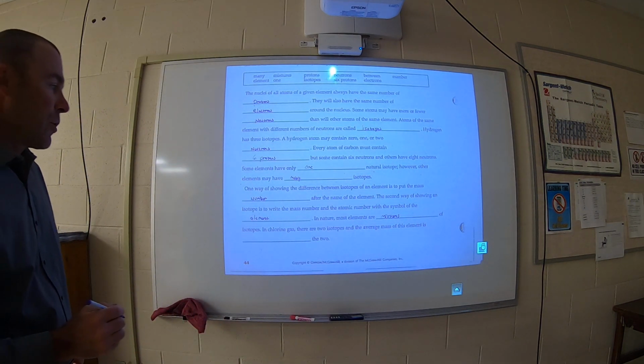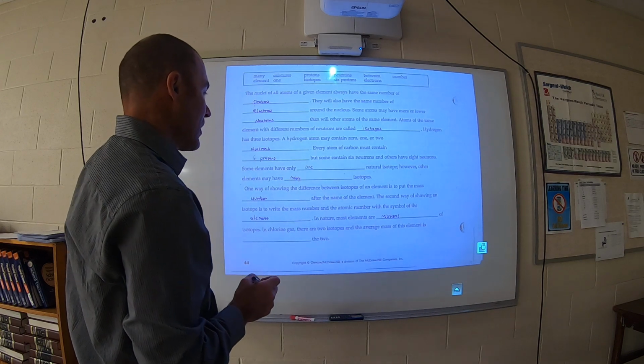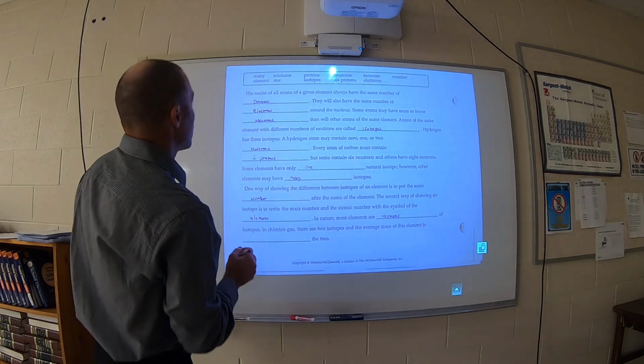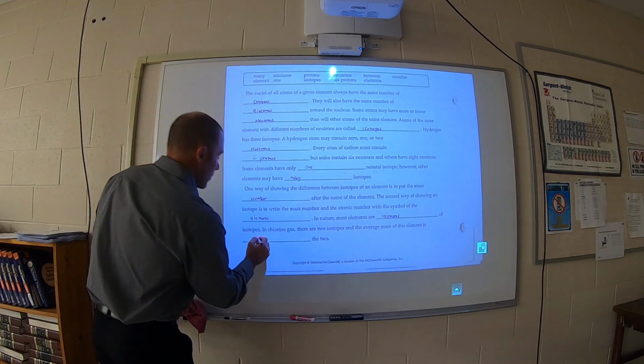In chlorine gas, there are 2 isotopes. The average mass of this element is blank the 2. That should be between 2.